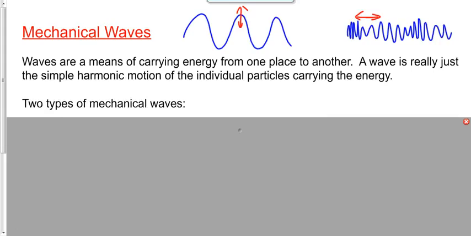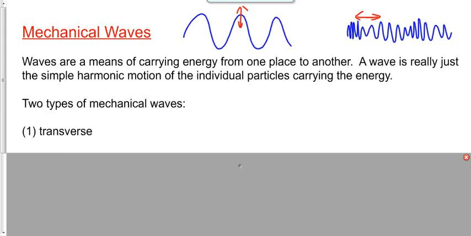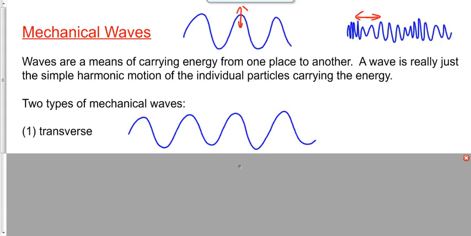So our 2 types of mechanical waves, as we addressed yesterday, transverse waves that look like this. That's the typical thing that you think of as a wave. When you picture a wave, 9 times out of 10, we picture water waves, right? Because we've all seen water waves. We can visualize those. That's a transverse wave.